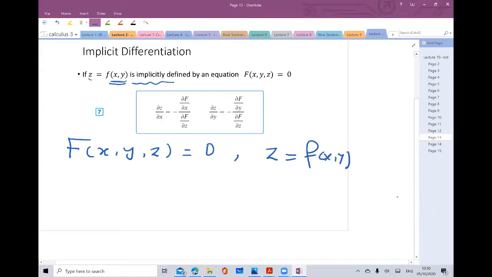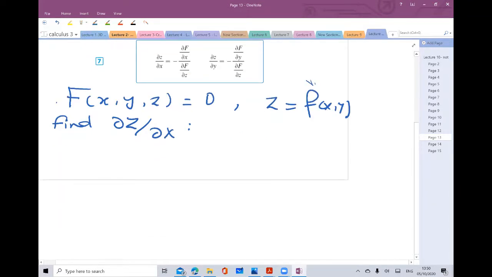Then I need to find, say, the derivative of z with respect to x. I don't have the small f to do the job. I only have this capital F. I'm going to apply the chain rule, but to the capital F function.